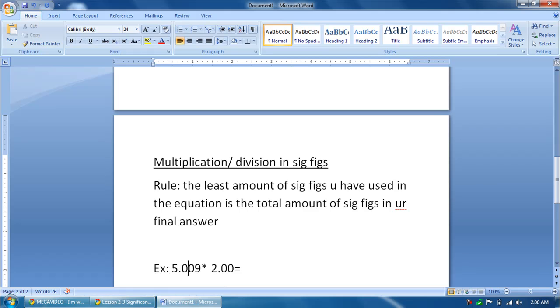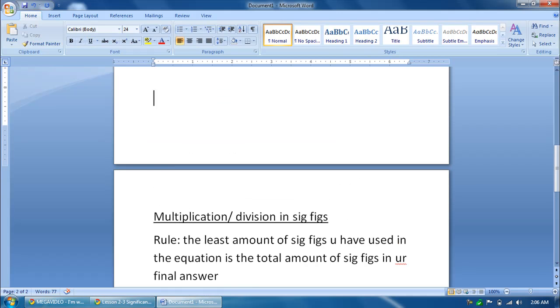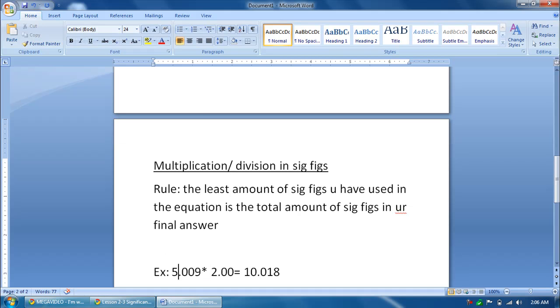Say you have 5.009 times 2.00. Without changing sig figs or anything, your answer would be 10.018. Now let's refer back to the rule: the least amount of sig figs you have used in the equation. You have 4 sig figs here in 5.009, and you have 3 sig figs here in 2.00.